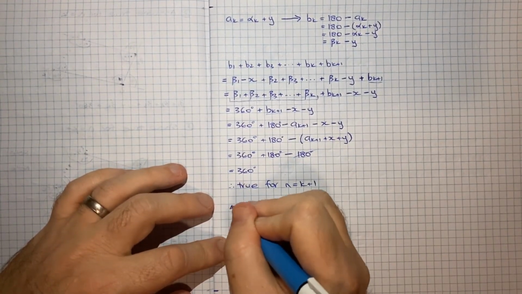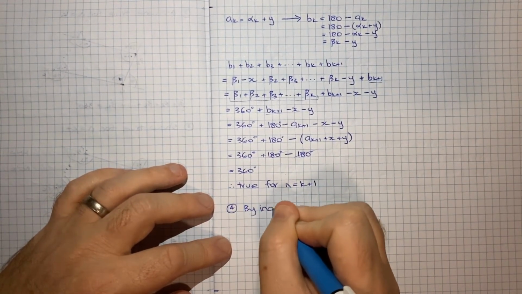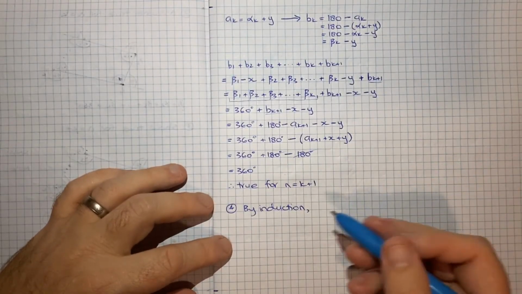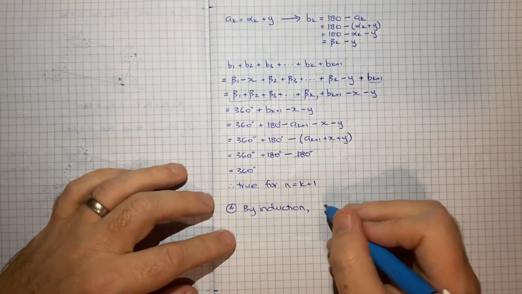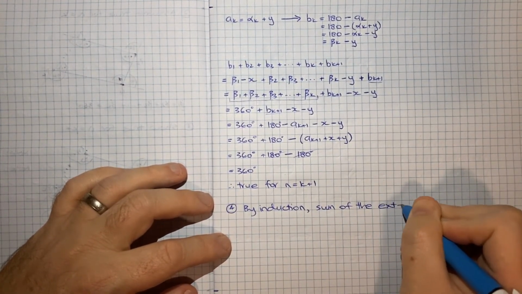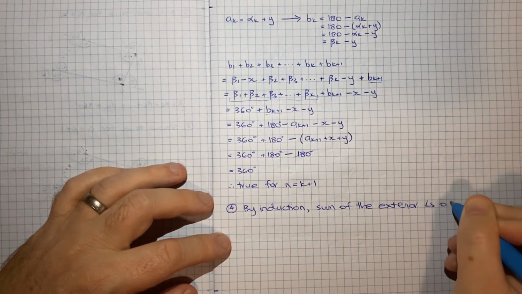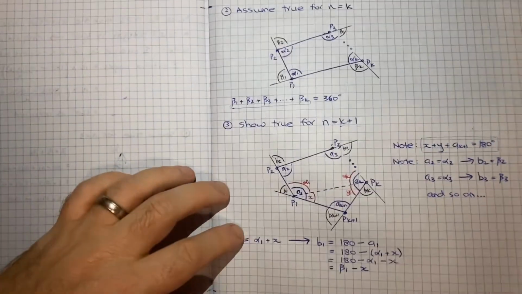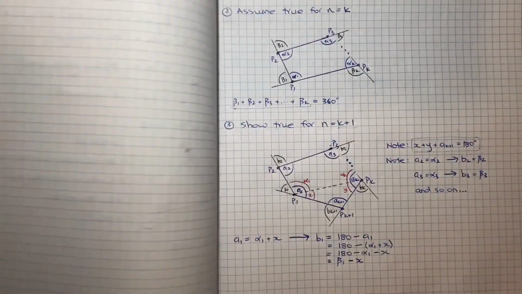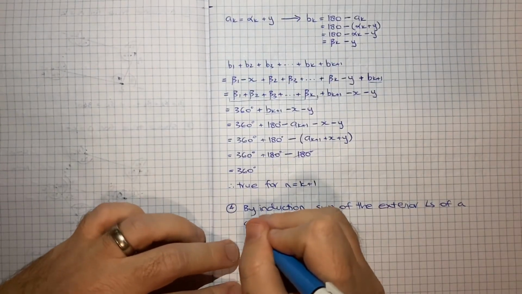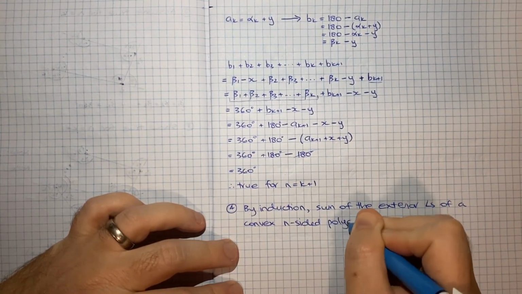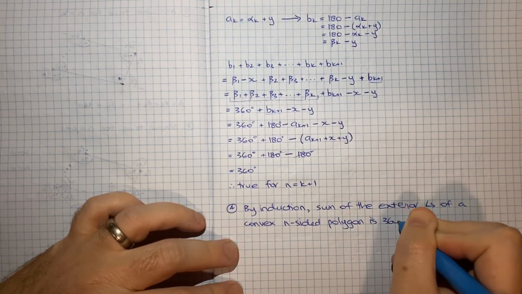And that brings us to our final step. I'll just write by induction. You could write the full wording out if that's what you're expected to do. But I'll just say by induction, we can conclude that the sum of the exterior angles of a, and what's the wording we used? Of a convex n-sided polygon is 360 degrees.